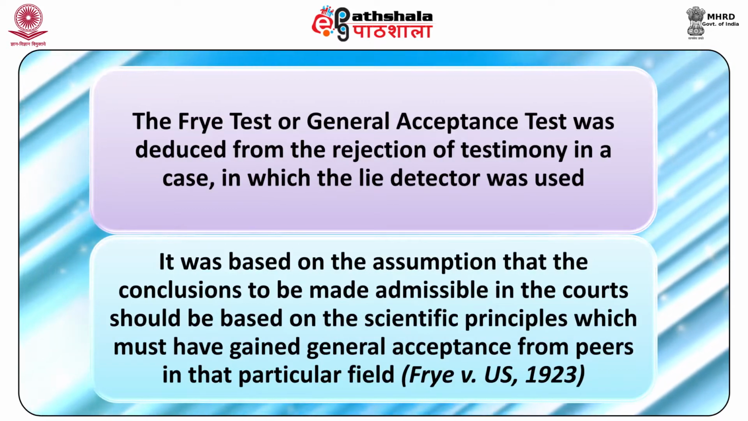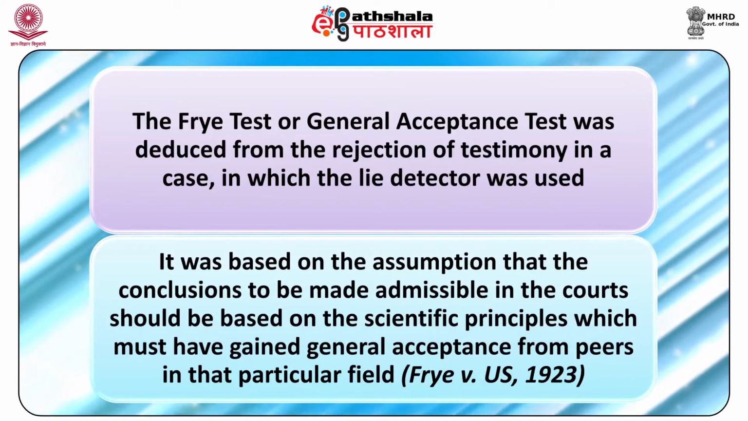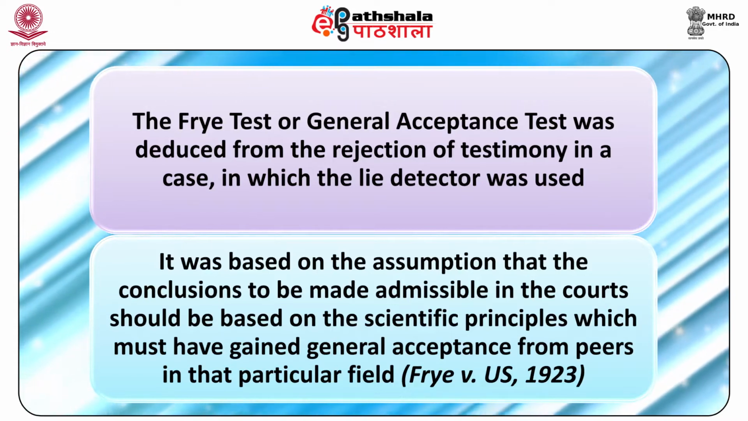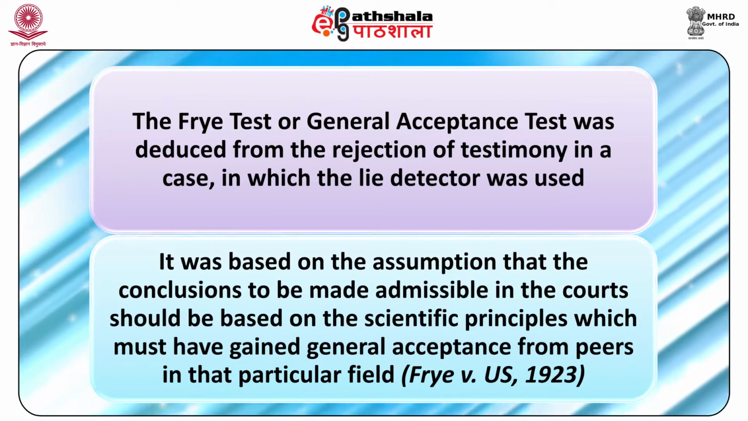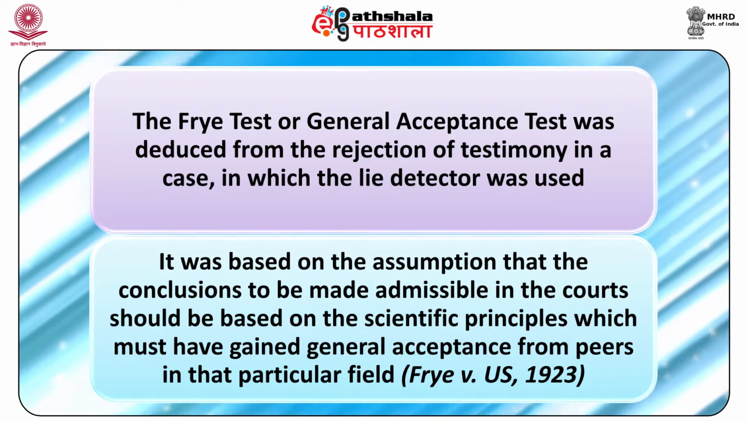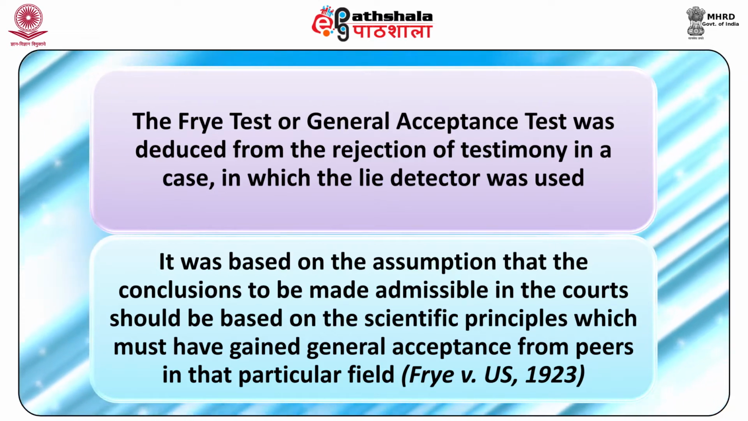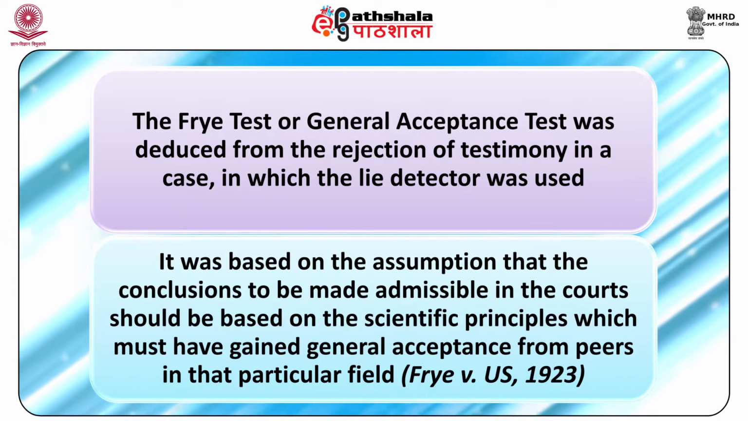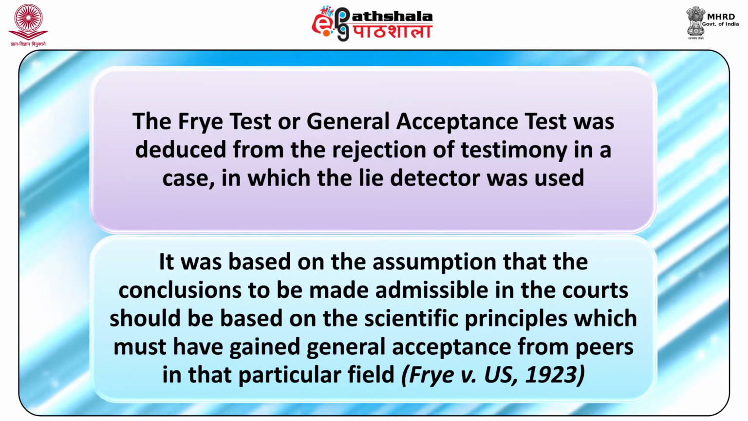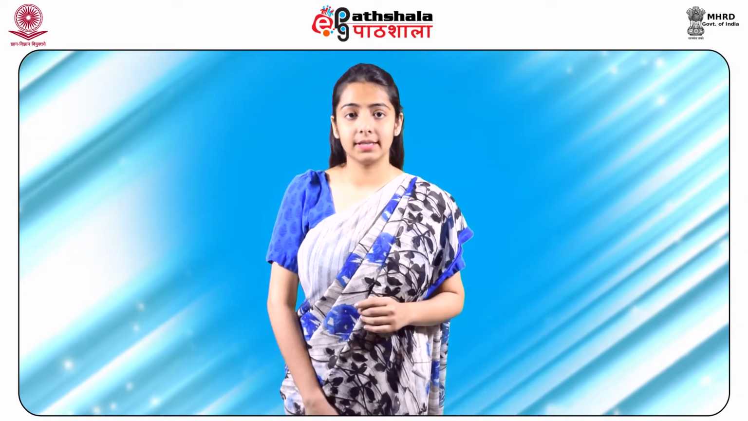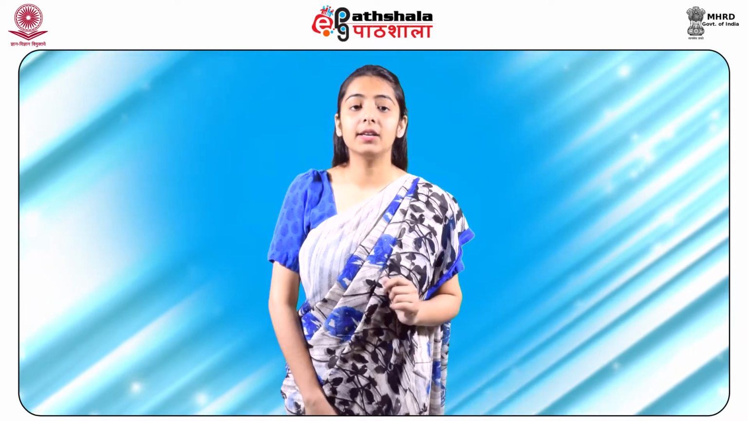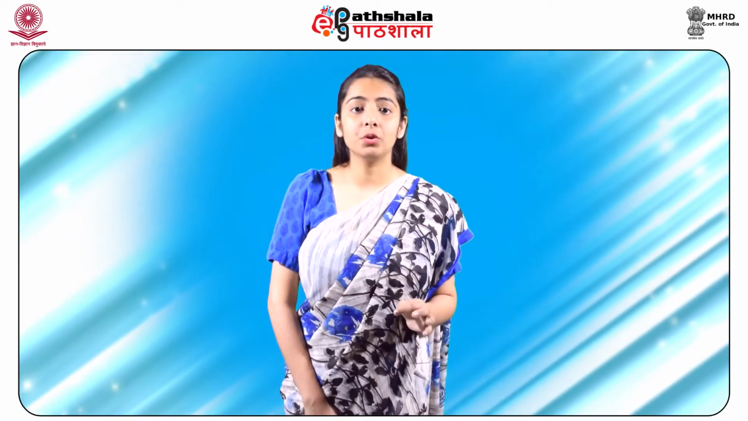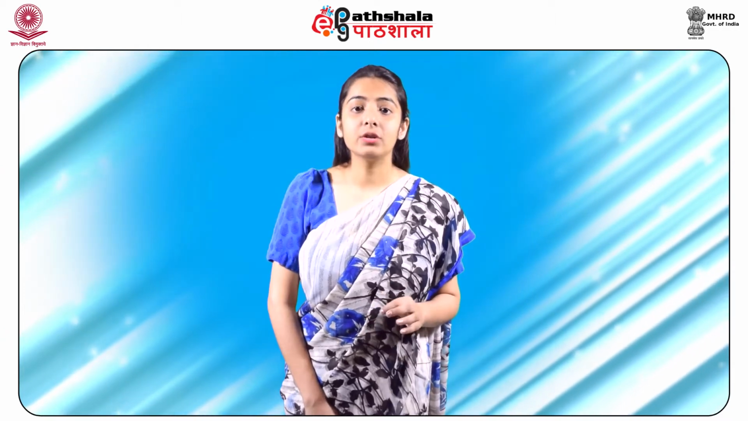Frye's test, or the general acceptance test, was deduced from the rejection of testimony in a case in which the lie detector was used. It was based on the assumption that conclusions to be admissible in the courts should be based on scientific principles which must have gained general acceptance from peers in that particular field. The reason for this assumption was to avert the admittance of evidence, and observations deduced from such evidence, based on fallacious and uncorroborated scientific principles.